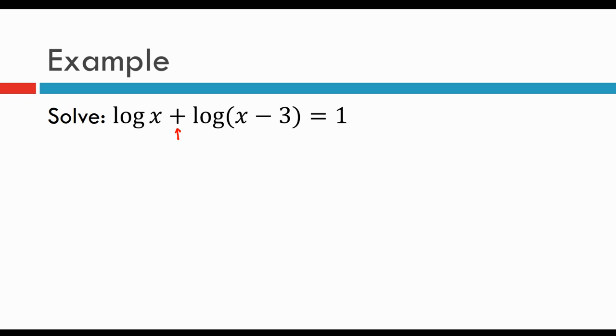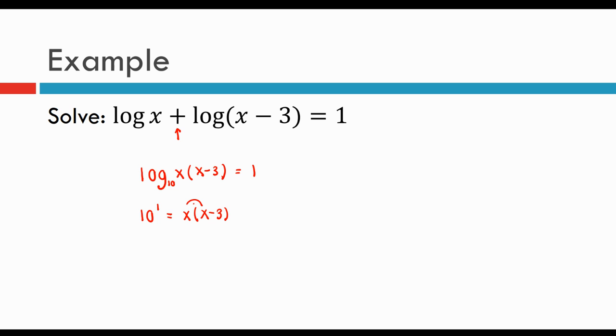Remember, when it's addition, this is really the product rule, which means I'm going to multiply the expressions. So I keep the log, but then it's really x times x minus 3. That's going to equal 1. Okay, so now I do have a single log on one side. Remember, this is technically base 10 if I don't see a base. So now I get to rewrite this into exponential form. So 10 is my base. I'm going to go around. 1 is my exponent. That equals x times x minus 3.